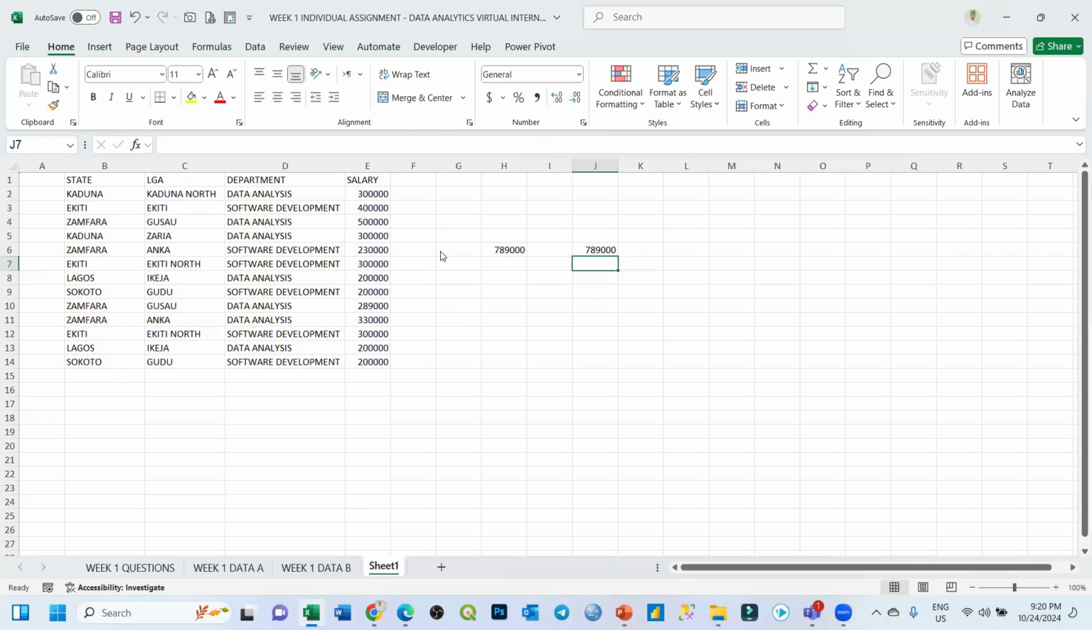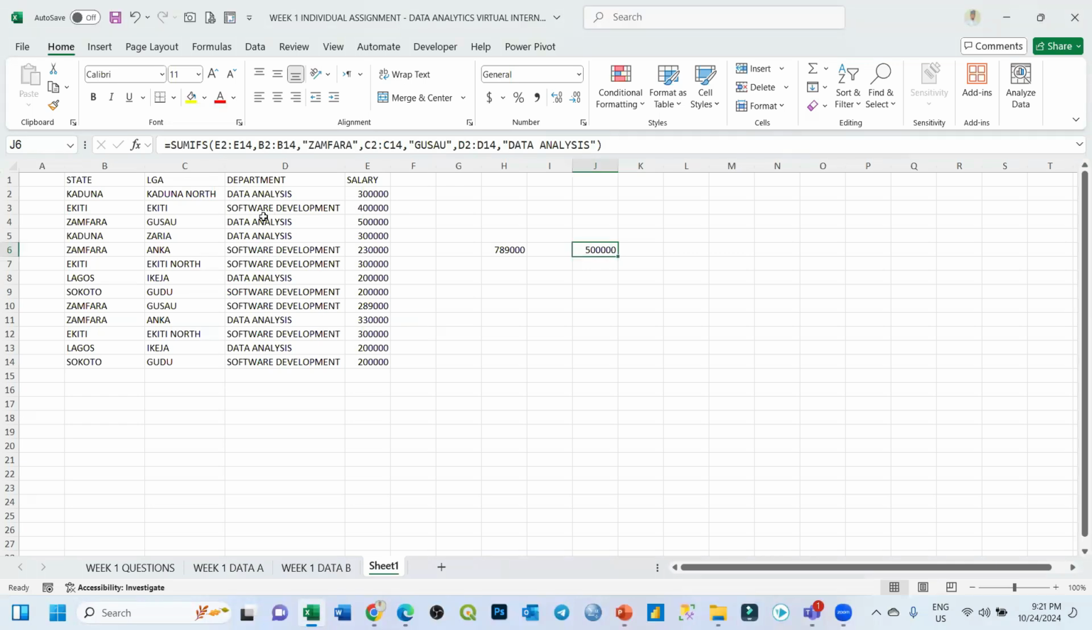It shows that all these people that we have in Gusau are working under the data analysis department. But let me change someone's department. Where is Gusau? This is it. Let's change it to software. You see, automatically the salary changes, instead of that 789,000. Now the salary changes because we have someone that is not from that department of data analysis.